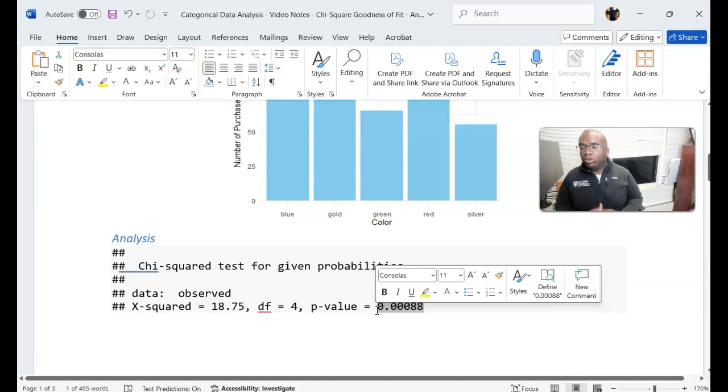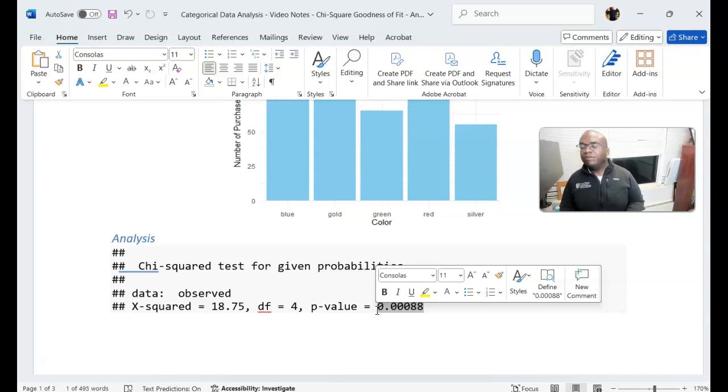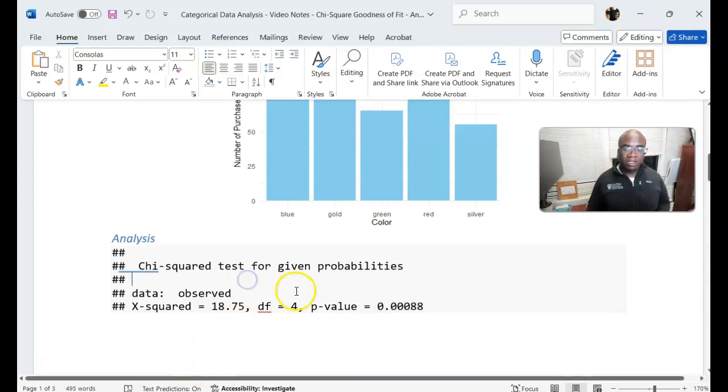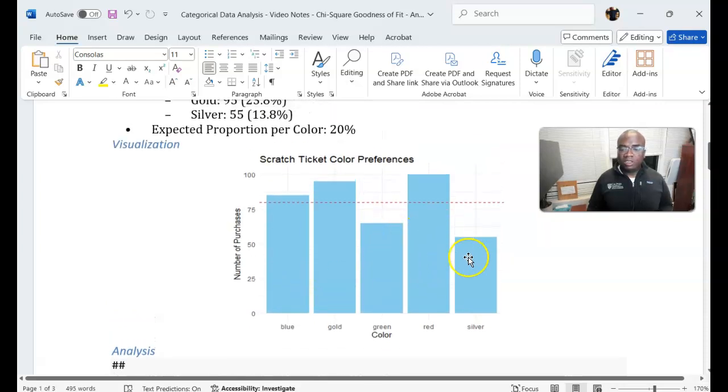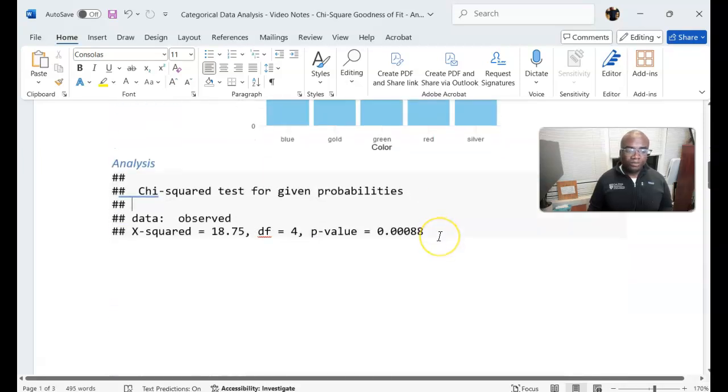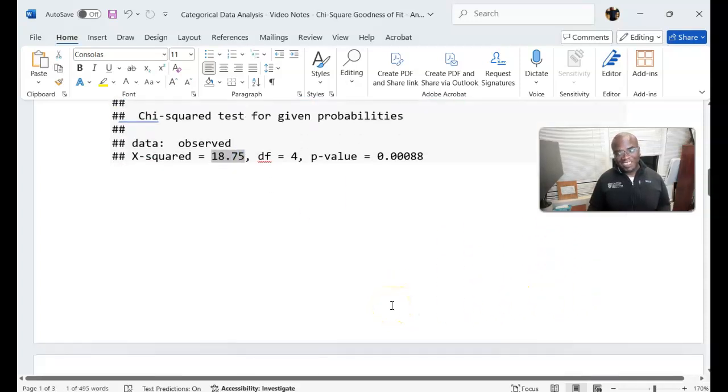Based on that p-value, you already know what you should do to the null hypothesis. What should you do? You're right. You should reject the null hypothesis. And we know that green and silver are deviating dramatically. I would say green, silver, and red are dramatically deviating from what's expected. We'll talk about how to get this value in class. But in this video, you know the questions.